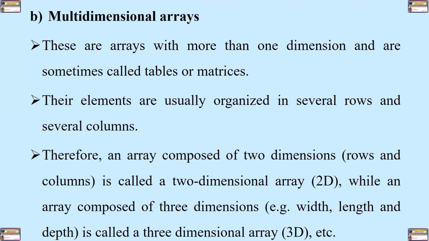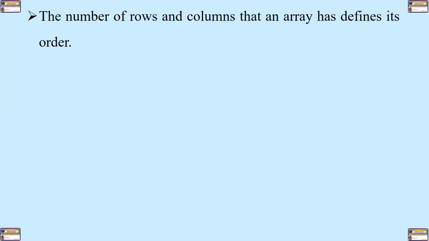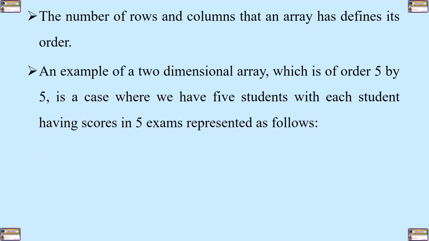while an array that is composed of 3 dimensions, that is, the data is stored in the form of width, length, and depth, or in other words, data is stored in reference to 3 different views or aspects, is a 3-dimensional array. And we abbreviate it as 3D. The number of rows and columns that an array has defines its order. So, an example of a 2-dimensional array of order 5 by 5 is a case where we have 5 students, with each student having scores in 5 exams, represented as follows.